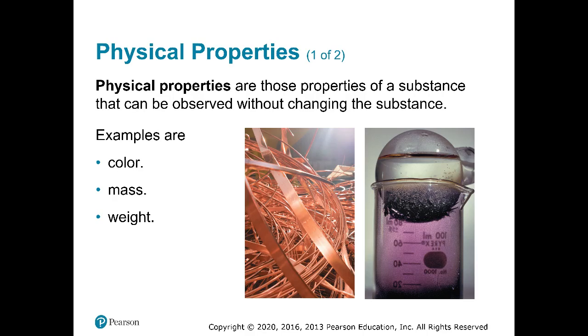So physical properties are going to be those properties of a substance that can be observed without changing the substance. So some of the examples of physical property are going to be things like color, the mass, the weight. They can also be things like how malleable it is. Here we have copper, right? We can bend that. And that's a physical property of copper. We could cut the copper. And again, that's another physical property. The shape is a physical property. These are physical properties.